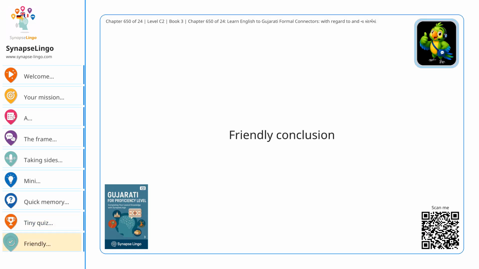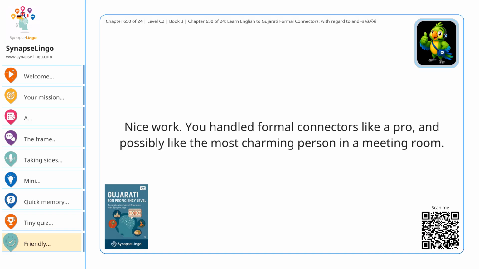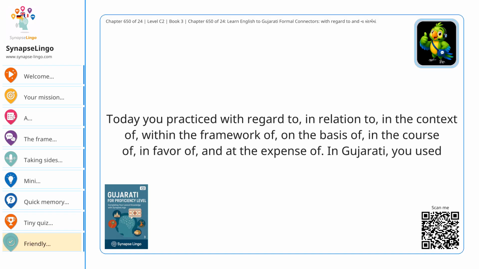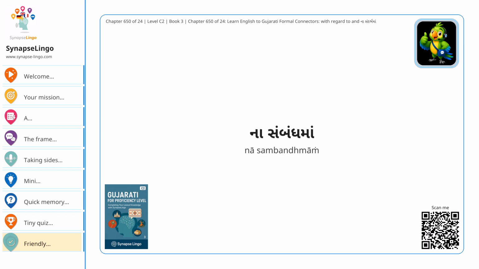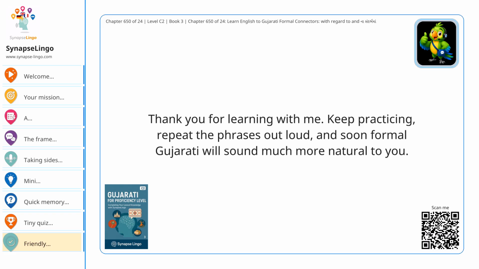ના ભોગે. Friendly conclusion. Nice work. You handled formal connectors like a pro, and possibly like the most charming person in a meeting room. Today you practiced with regard to, in relation to, in the context of, within the framework of, on the basis of, in the course of, in favor of, and at the expense of. In Gujarati, you used ના સંદર્ભમાં, ના સંબંધમાં, ના માળખામાં, ના આધારે, દરમિયાન, ના પક્ષમાં, and ના ભોગે. Thank you for learning with me. Keep practicing, repeat the phrases out loud, and soon formal Gujarati will sound much more natural to you.